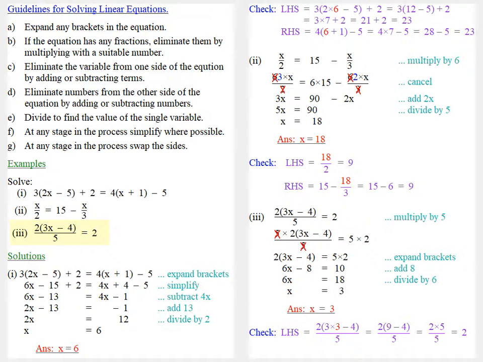Now we can check this is the correct solution. The left-hand side is 2 times 3 times 3 minus 4 all over 5, which is 2 times 9 minus 4 all over 5, which is 2 times 5 over 5, which is equal to 2, and the right-hand side is also equal to 2, so we have solved the equation.